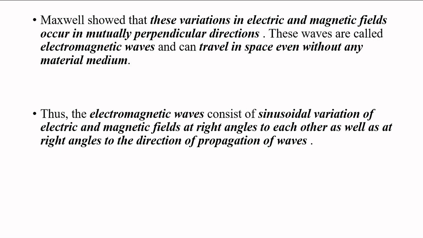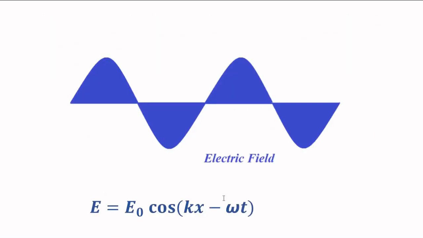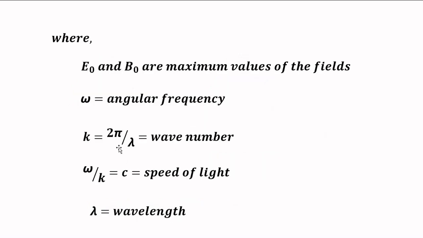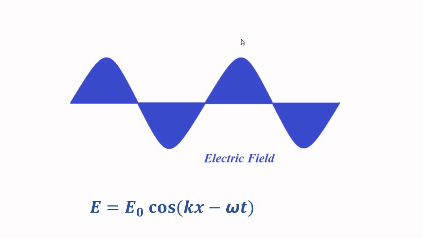So suppose we have this electric field which is expressed as per this expression. Electric field is equal to E0 cos(kx minus omega t), where E is the time varying electric field, E0 is the amplitude, k is called the wave number, which is equal to 2 pi by lambda, omega is the angular frequency, and as per this expression, the wave is moving in the positive x direction.